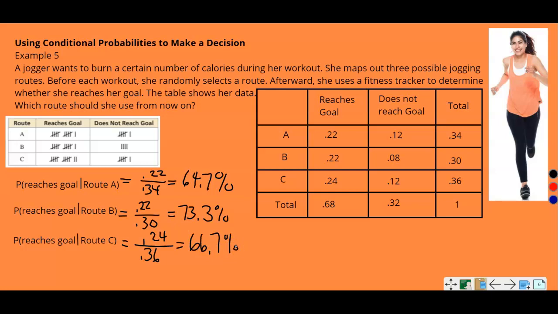All right, so if you look at this using conditional probabilities and you want to compare what is best, if she wants to burn the most calories during a workout, this shows that she's reaching her goal the most often. That means she's burning that many calories the most often when she runs route B, because 73.3% tells us that 73.3% of the time when she's running route B, she reaches her goal of whatever her calorie burn is.